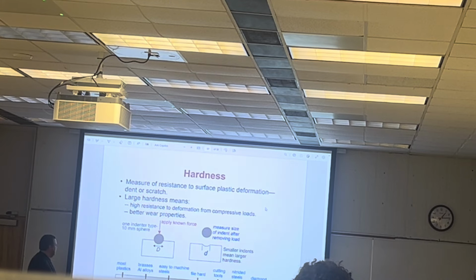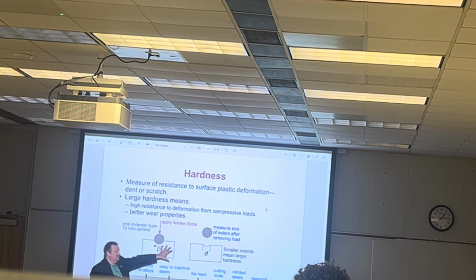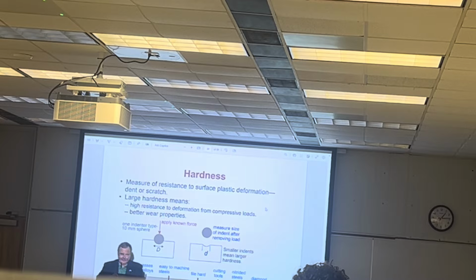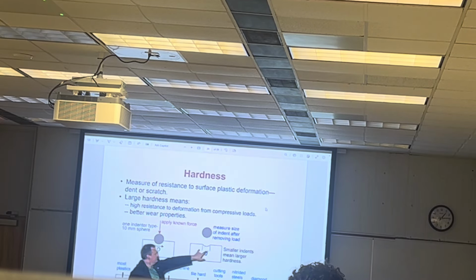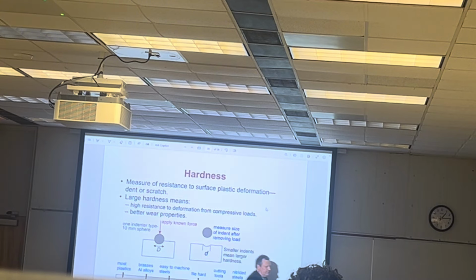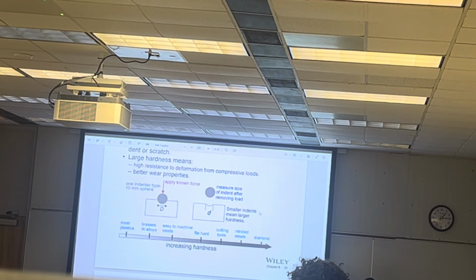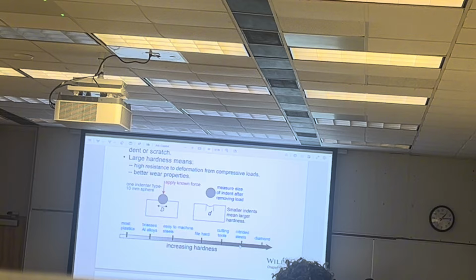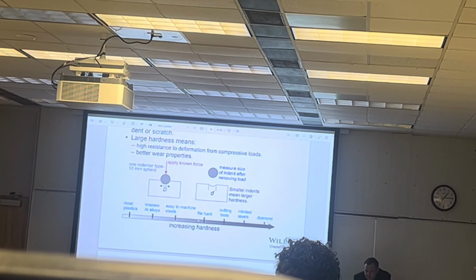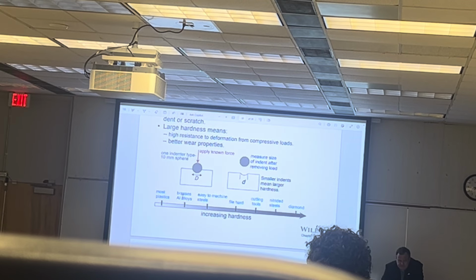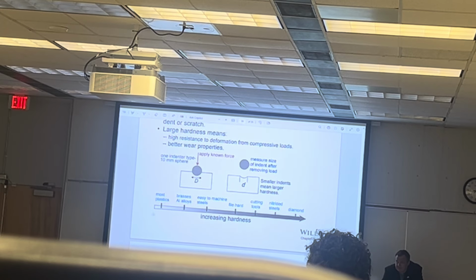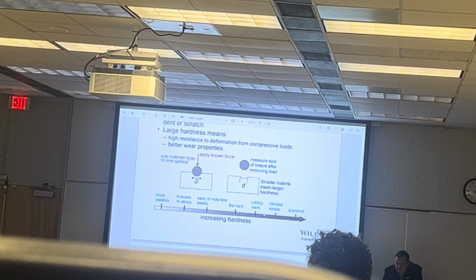Okay, anyway, we're making this indentation. We know how much load was applied, but we're just putting dead weights, right? And then we use some sort of a measure to see how much this impression was. And there are different materials that are used for different ways of testing. The diamond is the hardest over here. Then we have nitride steel, cutting tools, hard file, some easy to machine steels, brasses and aluminum alloys, and most of the plastics. So this is the scale of increasing hardness.